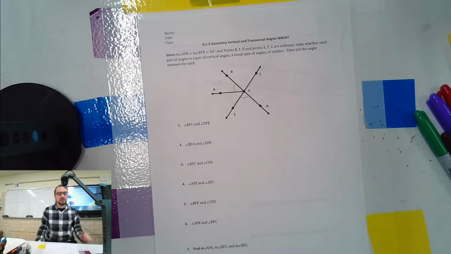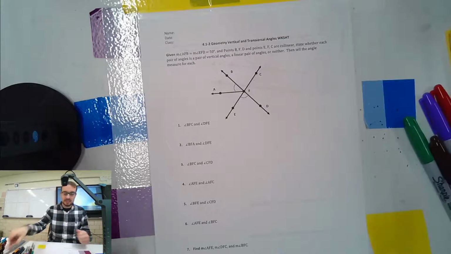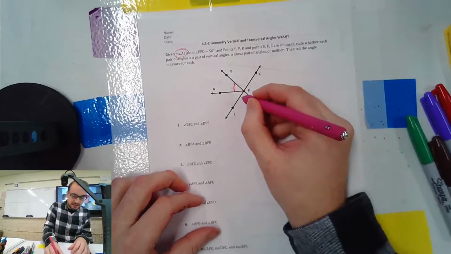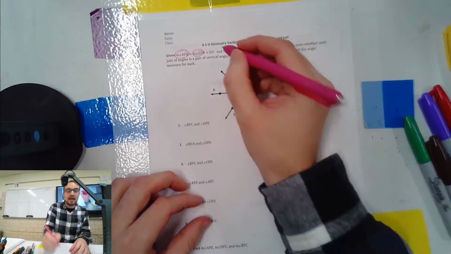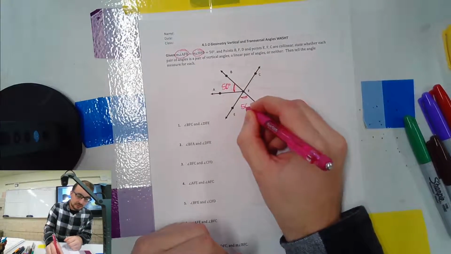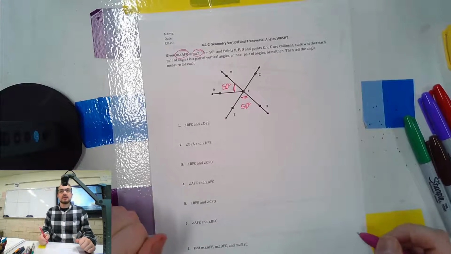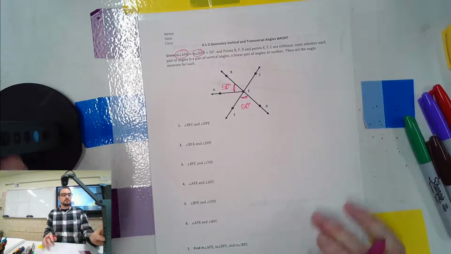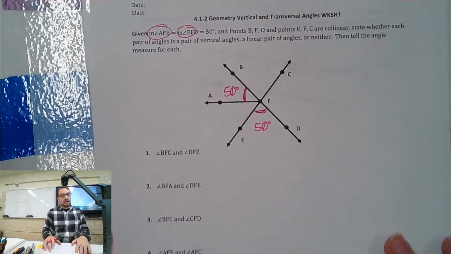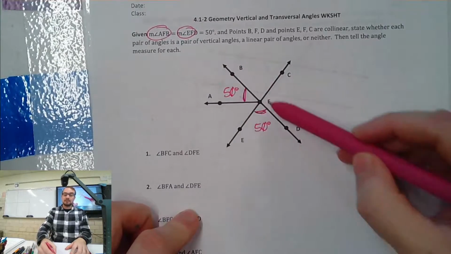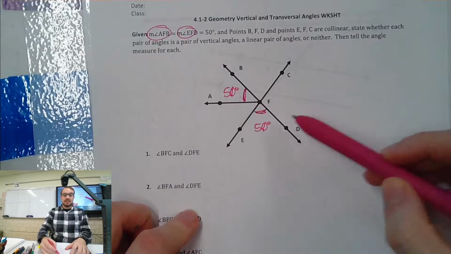It says, given measure of angle AFB, that's this guy, and EFD, that's this guy, are equal and equal 50. Well, we should probably write that down. They also tell us points B, F, and D, and E, F, and C are collinear. What does it mean to be collinear? On the same line. So the reason they tell you that is so that you know that BFD is a line, and that EFC is a line.